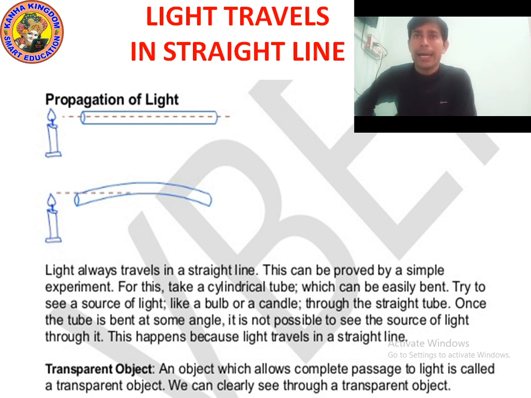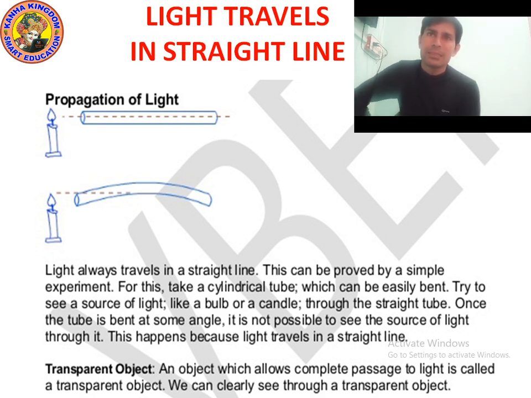Okay, so light travels in a straight line. Yes, so we will study propagation of light. The topic is propagation of light, and we have to prove that light travels in a straight line. Yes, propagation of light means how does the light travel? So what will you do? You can do a simple experiment.